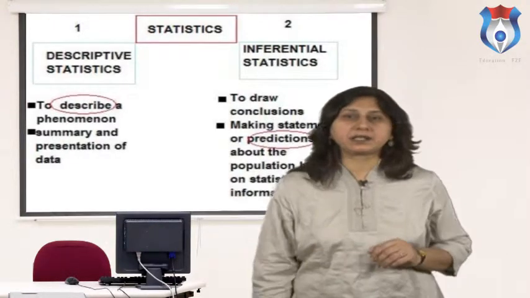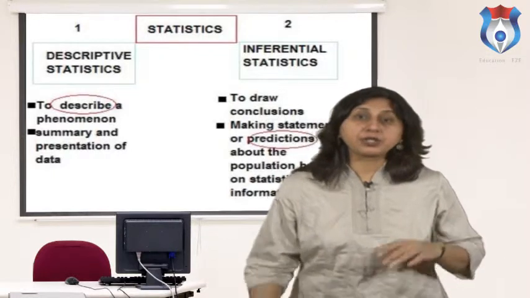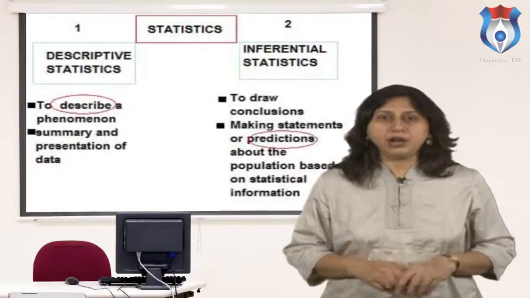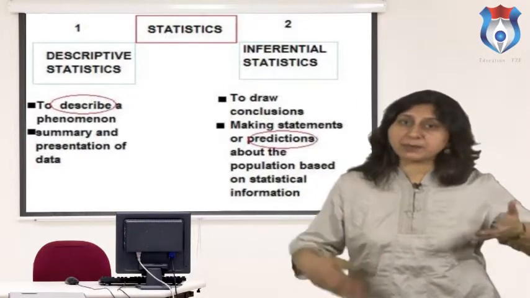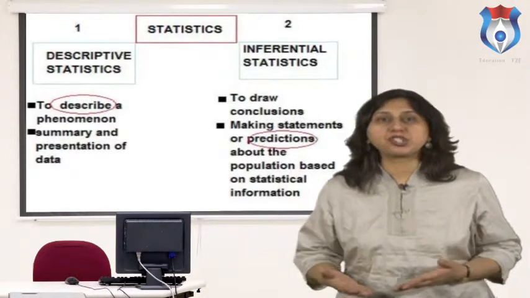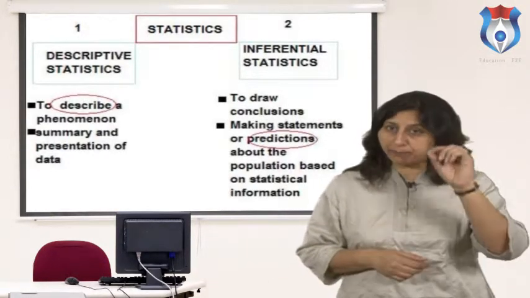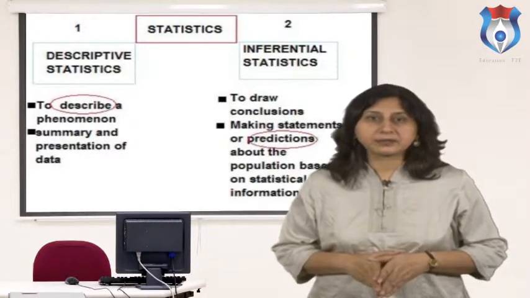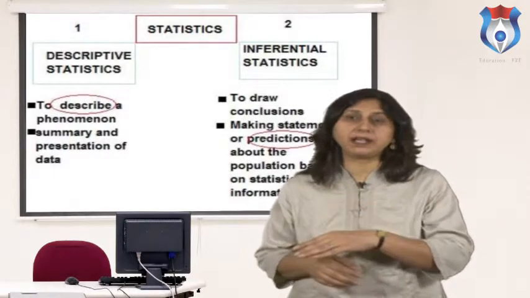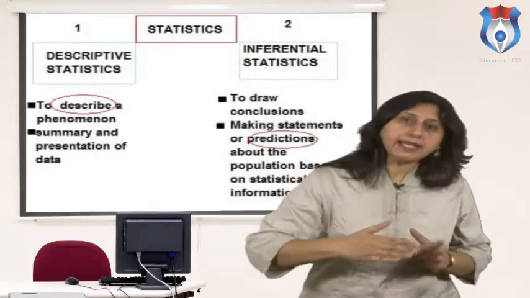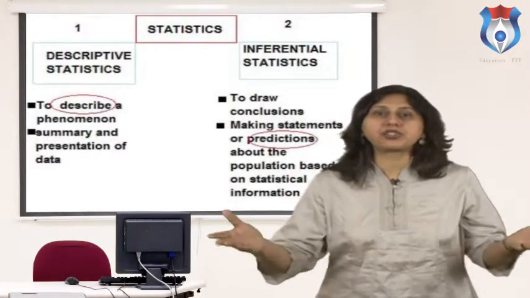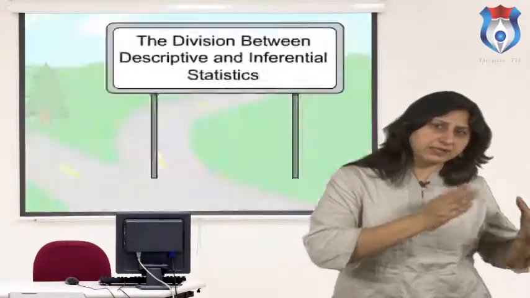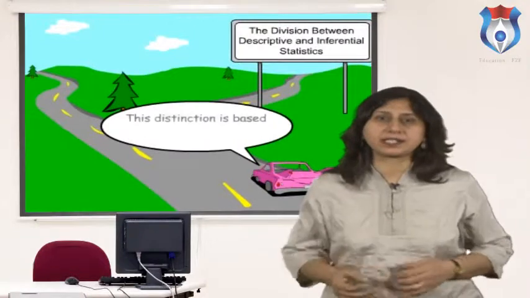Let us describe the first. Descriptive statistics means to describe a phenomenon, summary and presentation of data. For example, in a conference, someone is presenting charts, pie charts, bar charts and all these different visuals for better understanding. And that is what descriptive statistics is. Inferential statistics, on the other hand, is to draw conclusions, making statements or predictions about the population based on statistical information.